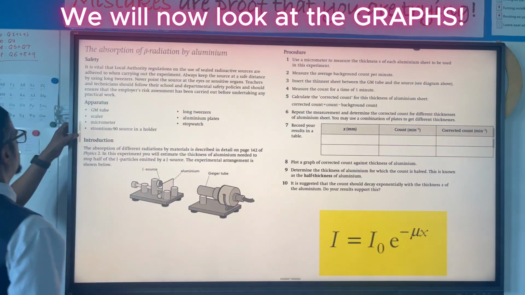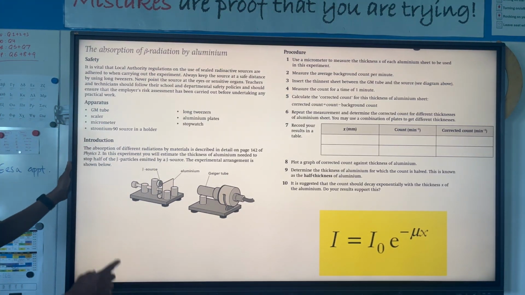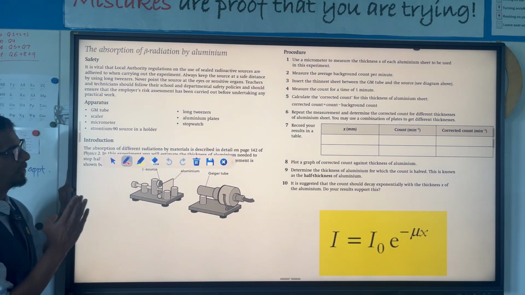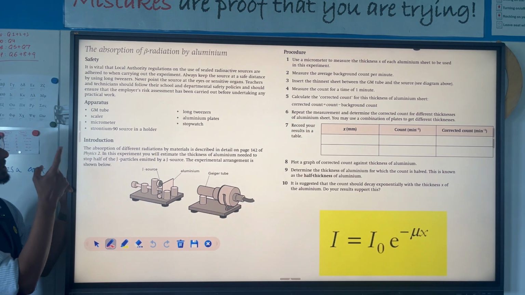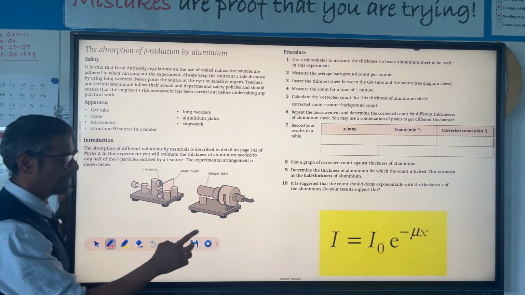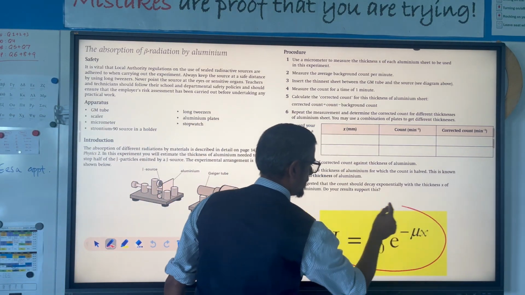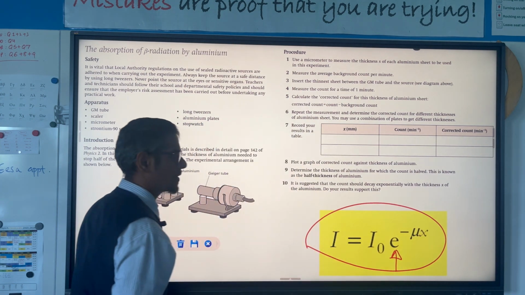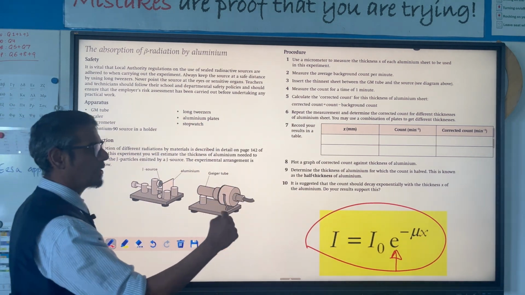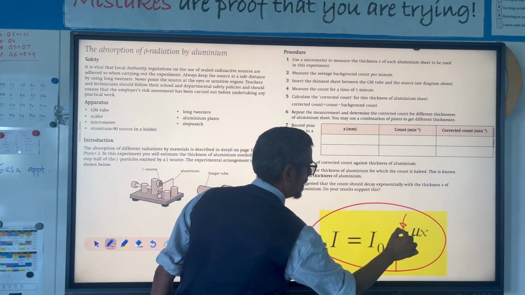Thank you, Mr. Hamid, for doing this experiment on the absorption of beta radiation using aluminium. We're going to analyze the results now, but before we do so, this experiment is governed by this equation. As you can see, this equation has the function of exponential. So it's an exponential decrease. How do we know it's a decrease? We've got that minus over there.